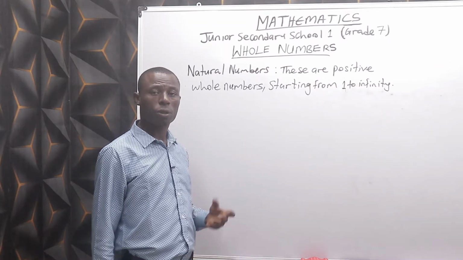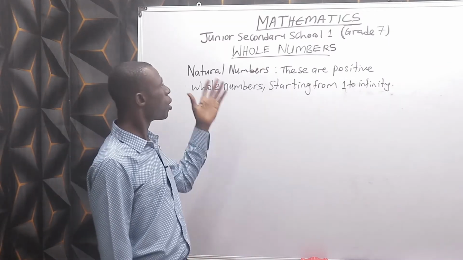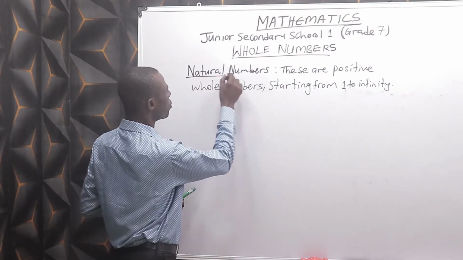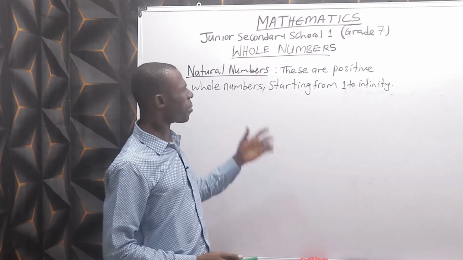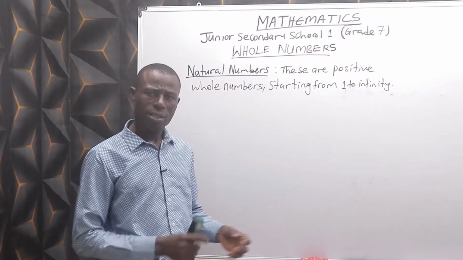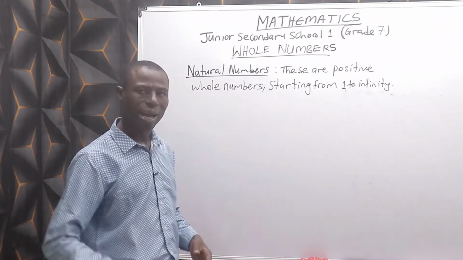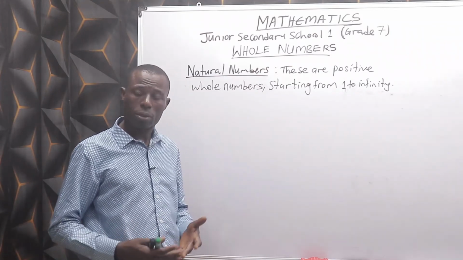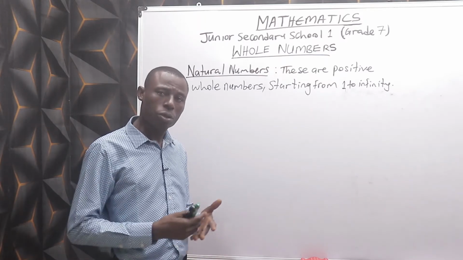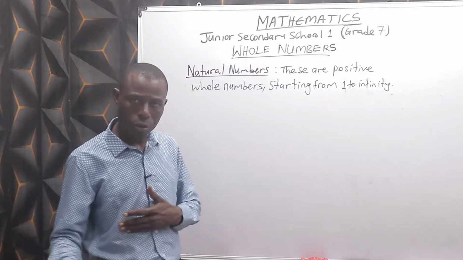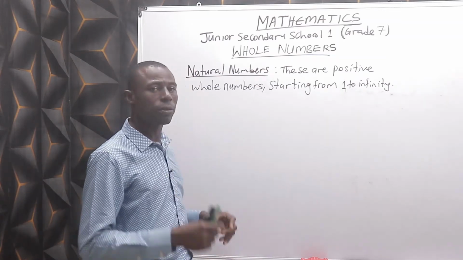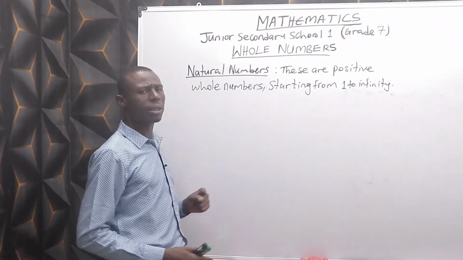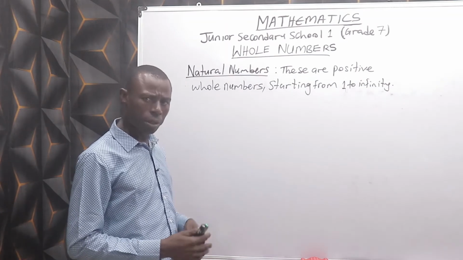The main topic of today that we are considering is whole numbers. Under the whole numbers, we are starting from natural numbers. Natural numbers are positive whole numbers, starting from 1 to infinity, counting numbers, because they are the numbers we use in counting. As you know, we don't use 0 in counting. We don't use negative numbers like -1, -2 in counting. We use positive whole numbers in counting, like 1, 2, 3, 4, 5, 6 to infinity. And that is natural numbers.